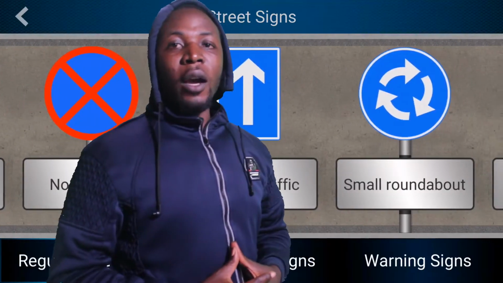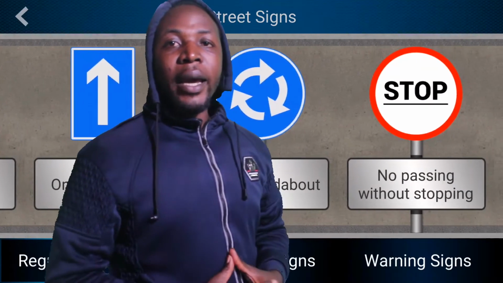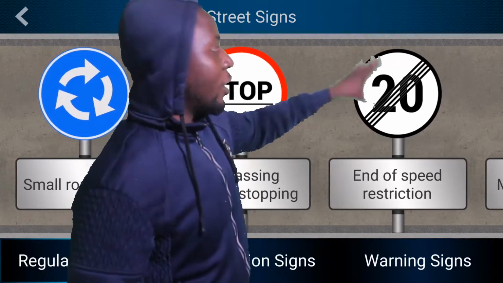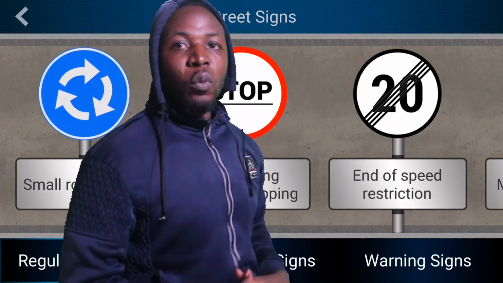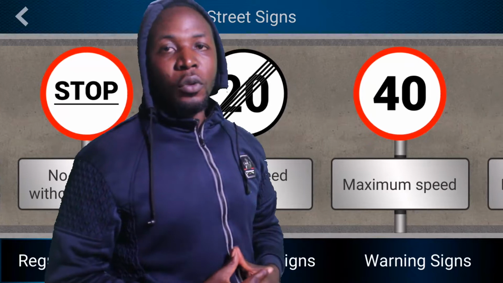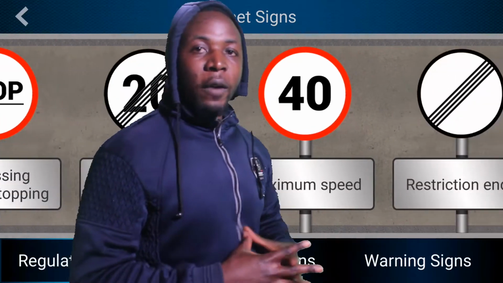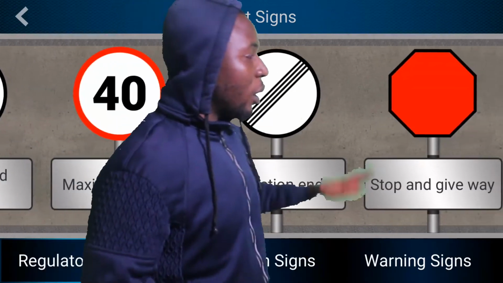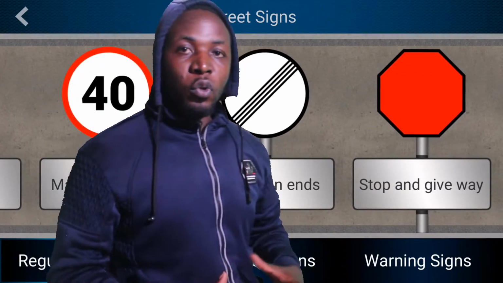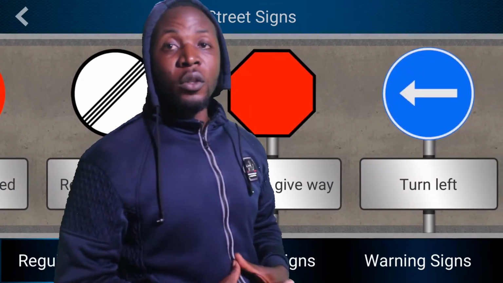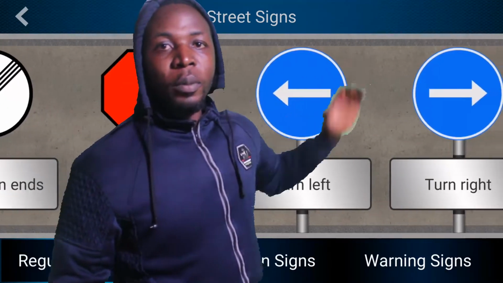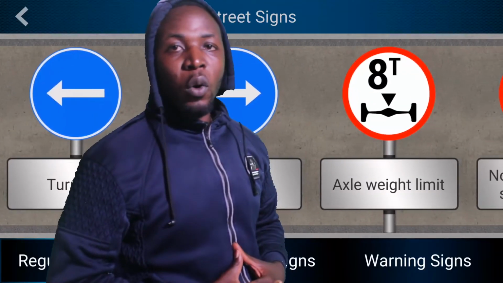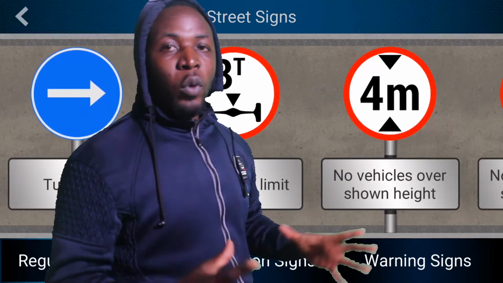Then number three, we have the silver sign. When we talk about the silver signs, we talk about the traffic light. Then number four, we have the manual road signs. When we talk about manual, maybe on the road you see a police officer who raises a hand up, and you see people crossing or vehicles stopping. Those we call manual signs.